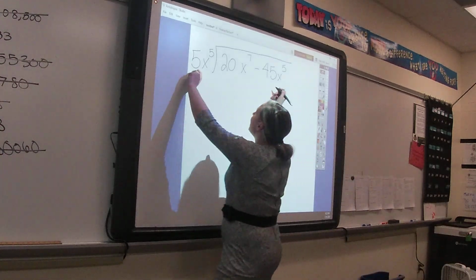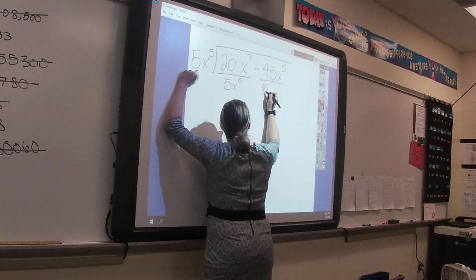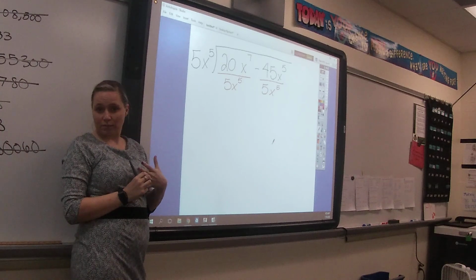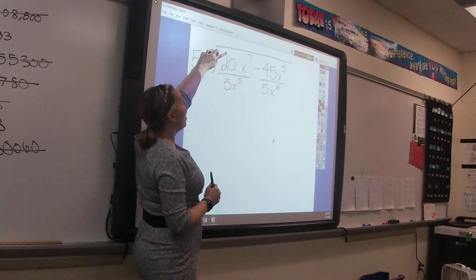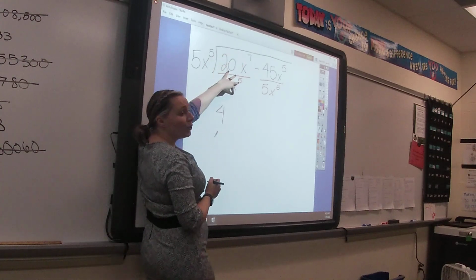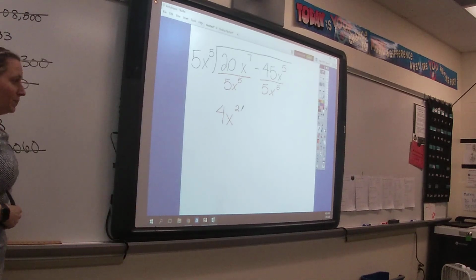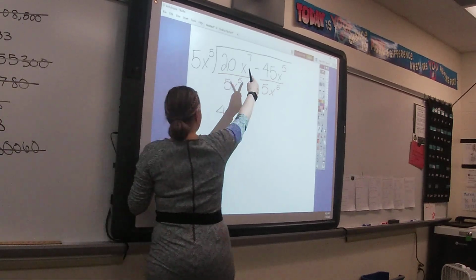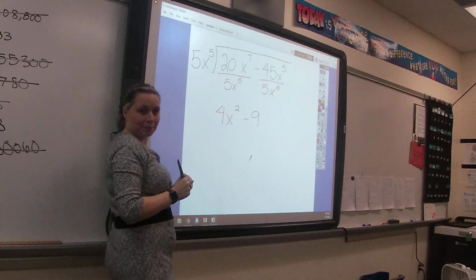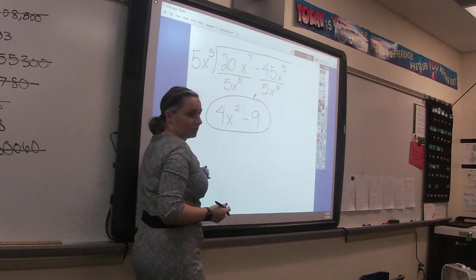So we'll divide each of these by 5x to the 5th. What is 20 divided by 5? 4x to the third. X squared. Negative 45 divided by 5 is negative 9. And then the x goes away. There's our answer.